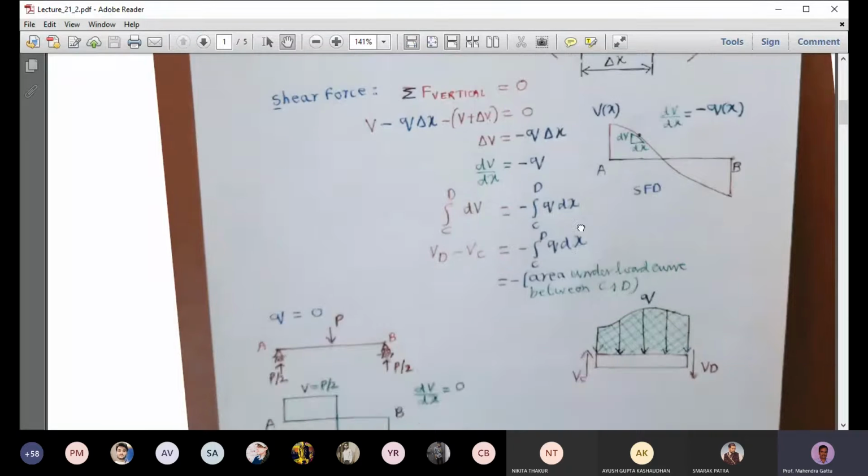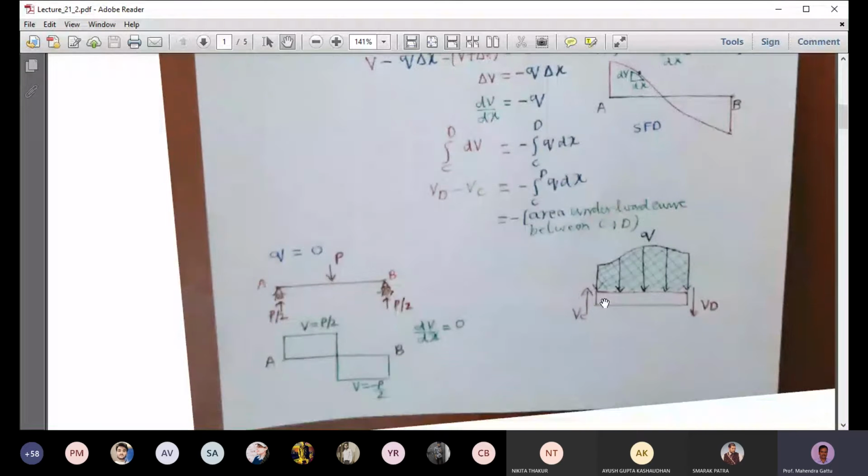if you take that beam cross section, this is section C and this is section D. So on the left side, the shear force VC will be acting upward, and on the right side, the shear force VD will be acting downward. And there is this distributed load acting in this part of the beam. So we can calculate the area under this distributed load, and the value of VD will be VC minus this distributed load, or you can write VD minus VC is equal to minus area under this distributed load.